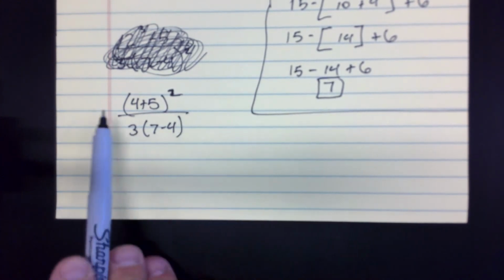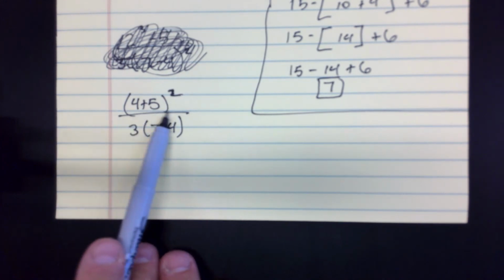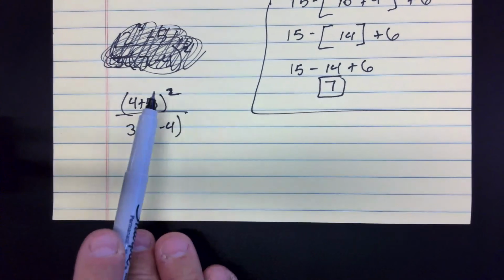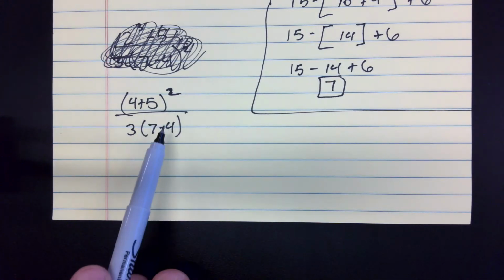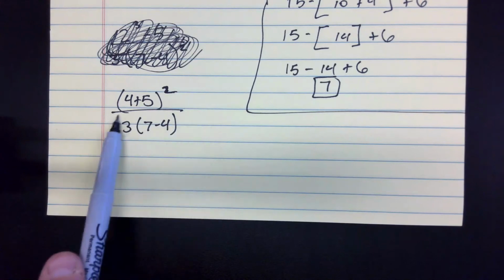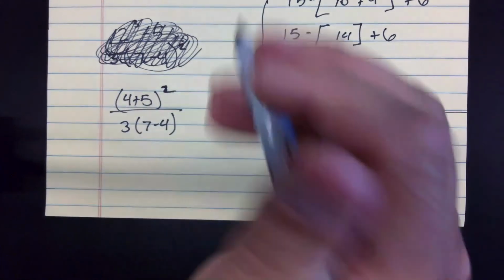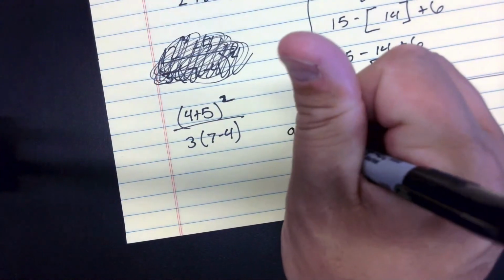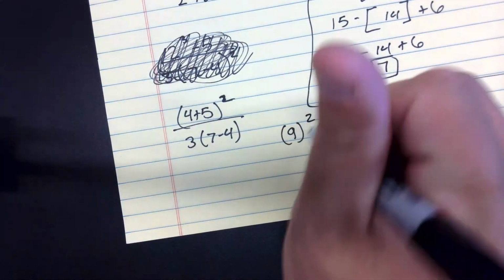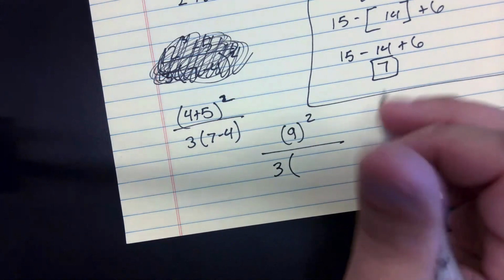Okay, so before I do this, I want to tell you something. If you ever have a divide symbol right here, we're going to treat these as two separate problems. Do the top separate from the bottom, get them down to one number, and then divide them. So he said 4 plus 5. So we go 9 squared on top. Spencer, what about the bottom? What would you do on the bottom first?